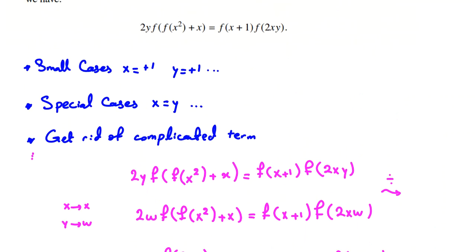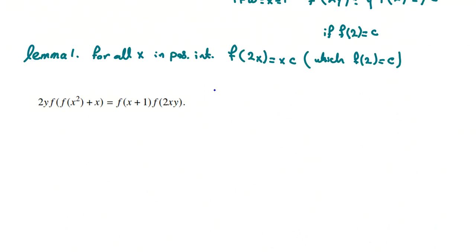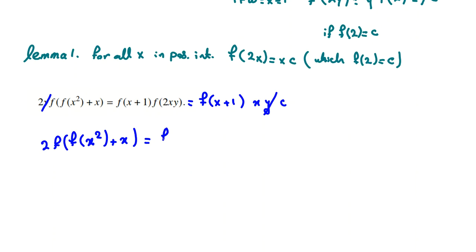Now let's focus on our main equation here. Here, I can say f of (x plus 1) instead of f of (2xy). If I use this, you should divide: for example, f of 2x is x times c, f of 2xy is xy times c, and then you can cancel y. And so we've reached that 2 f of (x squared plus x) equals f of (x plus 1) times x.